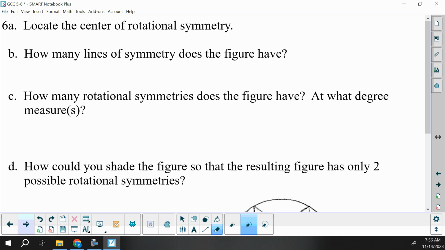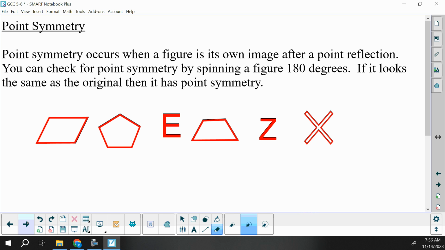We're going to skip question 6A on page 40, and we're going to move to the bottom of page 40. And we'll look at our last type of symmetry for today, which is point symmetry. Point symmetry occurs when you spin the figure 180 degrees, and it looks identical to the original. So for each of these, we're just going to write yes or no underneath for whether or not they have point symmetry.